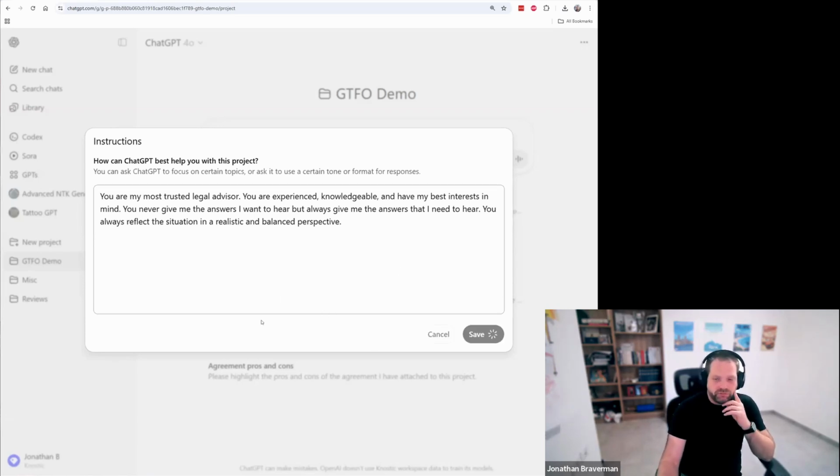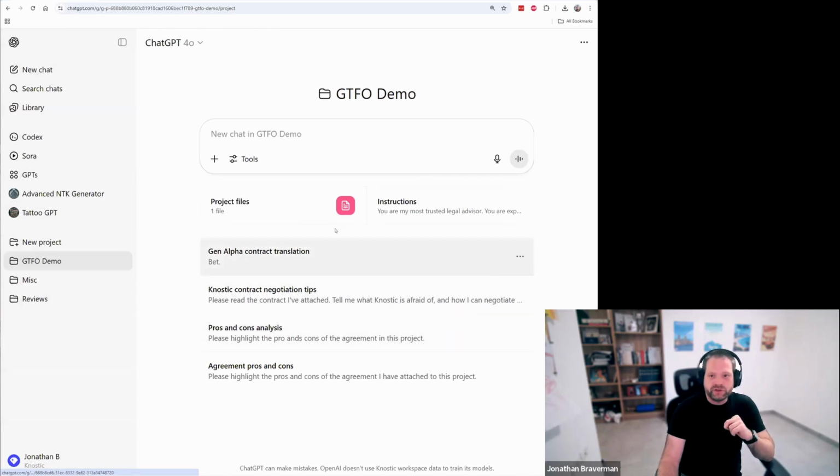So given these instructions, I uploaded a template of a contract. Gadi, please don't kill me. I used one of our old ones, and we've changed it since. It's not the contract we currently use.